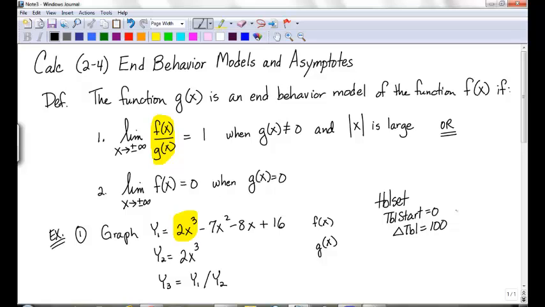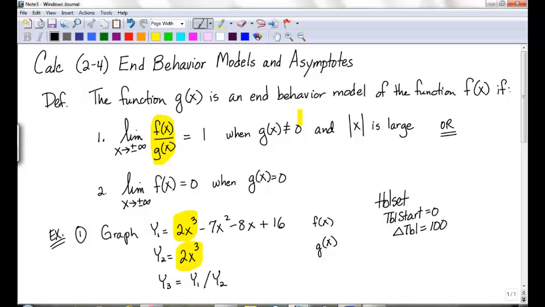Oh, I didn't start at 0. Look at my table then. You can see the x is going 0 to 100 to 200 to 300. I don't care about the y sub 1 or the y sub 2. What I really want is that y sub 3. Is this y sub 3 getting closer and closer to 1? Yeah, it's approaching that as a limit. So that is telling you that this is an end behavior model of the original.